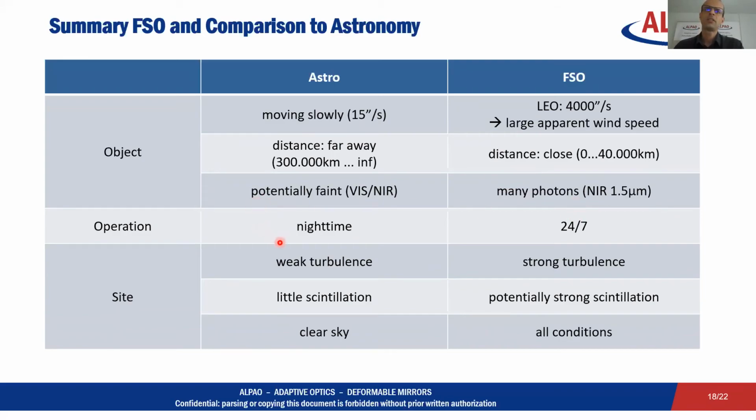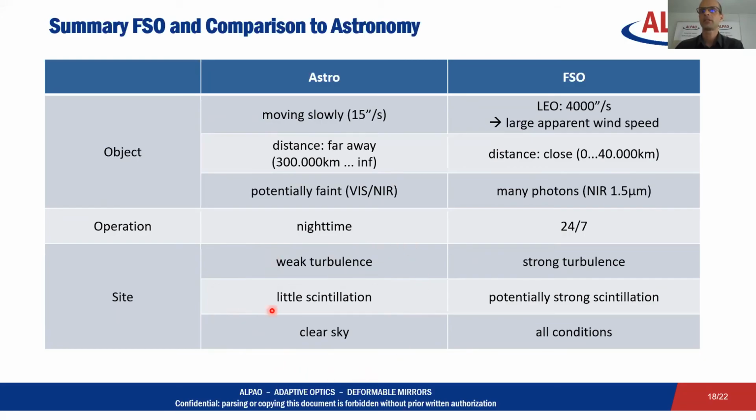A huge difference is operation time. In astronomy, we typically do observation during nighttime, whereas FSO is supposed to work 24/7. So during daylight, you also have stronger turbulence. The sites in astronomy are dedicated sites that are typically chosen for their quality of seeing. They have weaker turbulence and little scintillation.